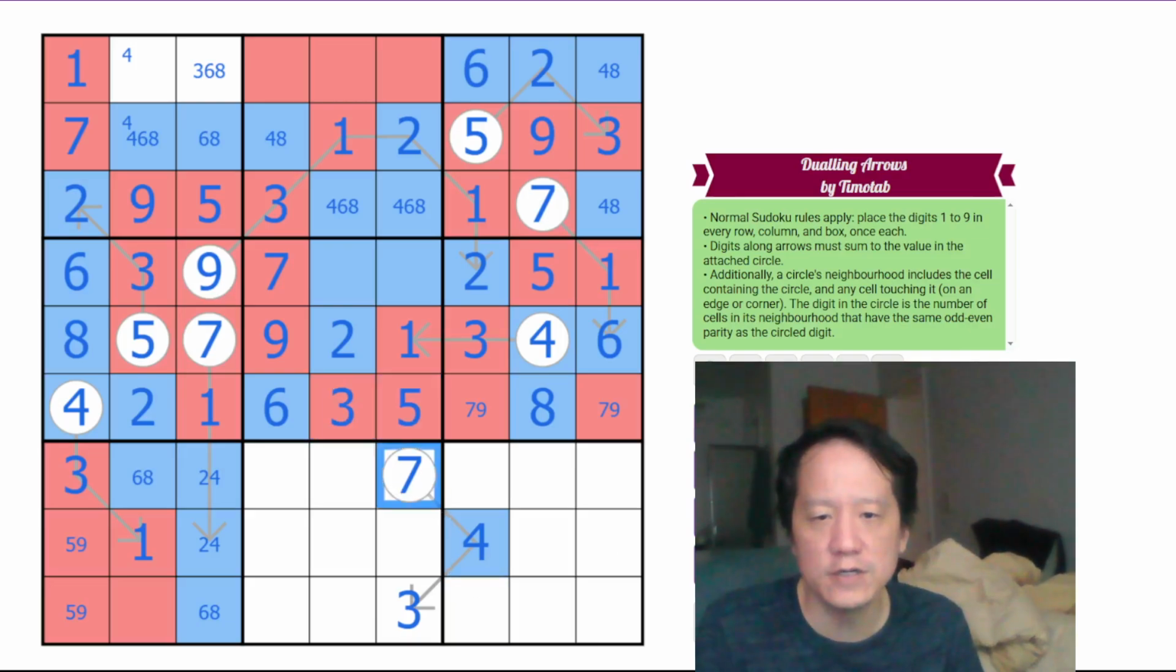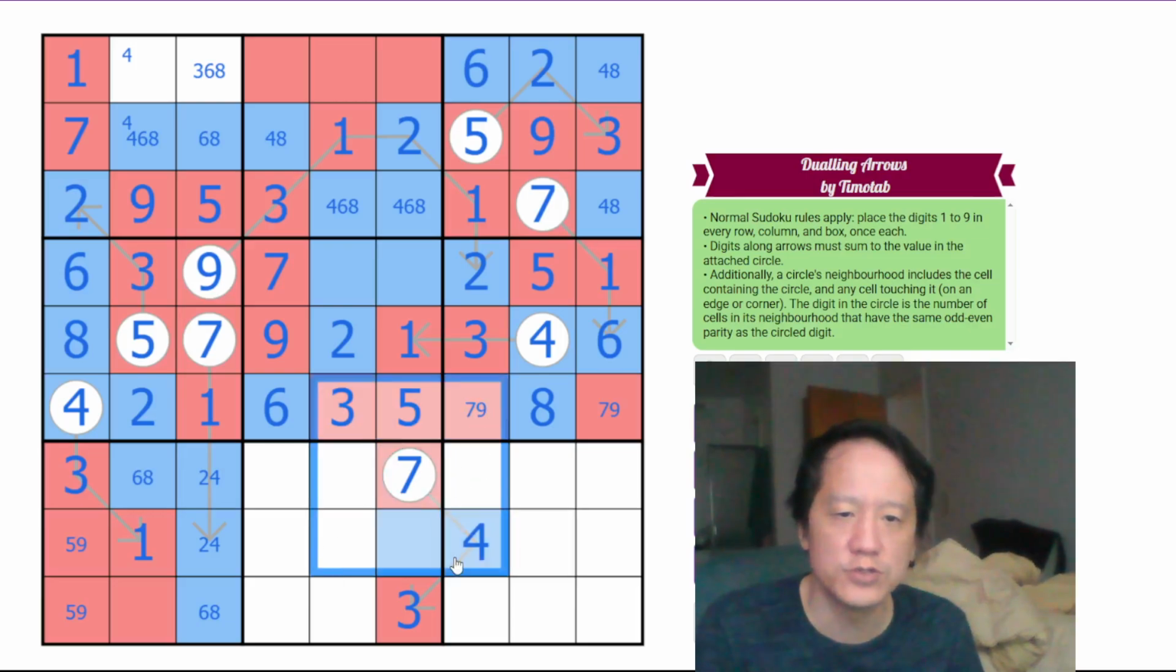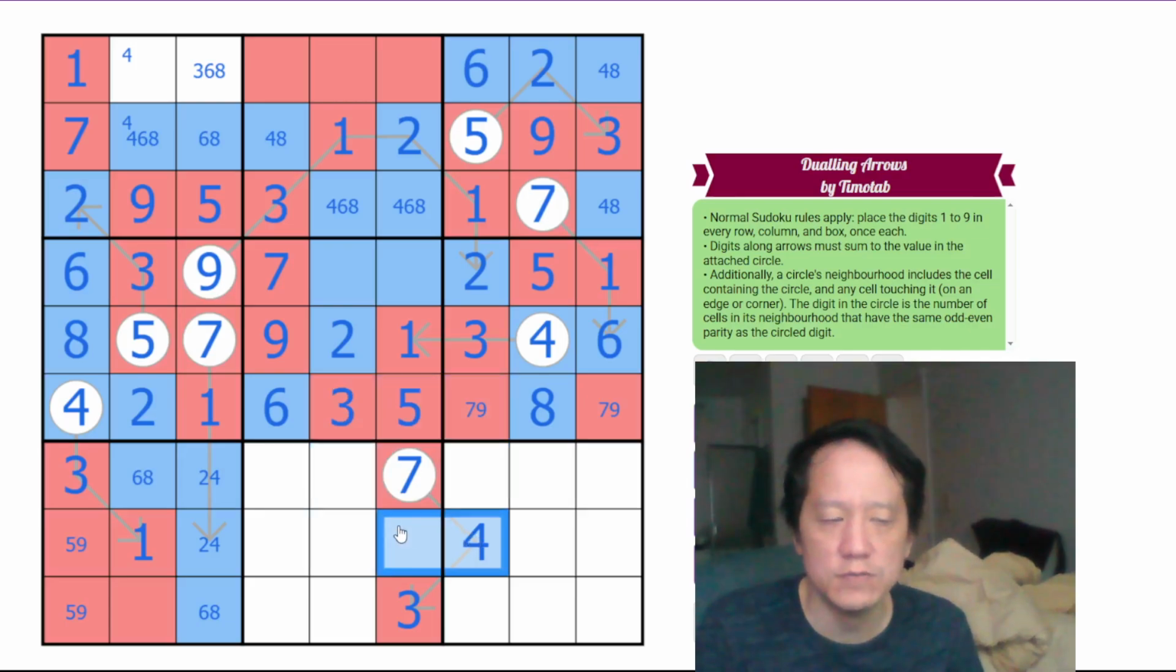This 7 is odd. This is odd here. We have 5 odd digits in column 6, which eliminates odd digits, so this is even. This 7 says there has to be 7 odd digits surrounding it, which means there are 2 even digits, and these are the accounted for even digits. Therefore, all of these are odd.